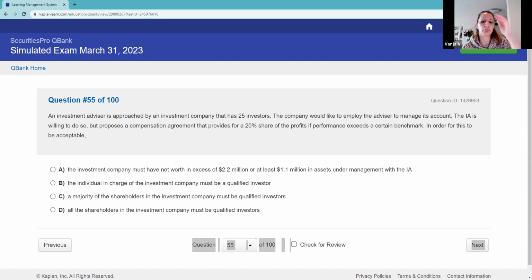Well, this is based on performance. So there are those net worth specifics in there. So let's do A. You are correct. I love it. That's exactly correct. So good job.